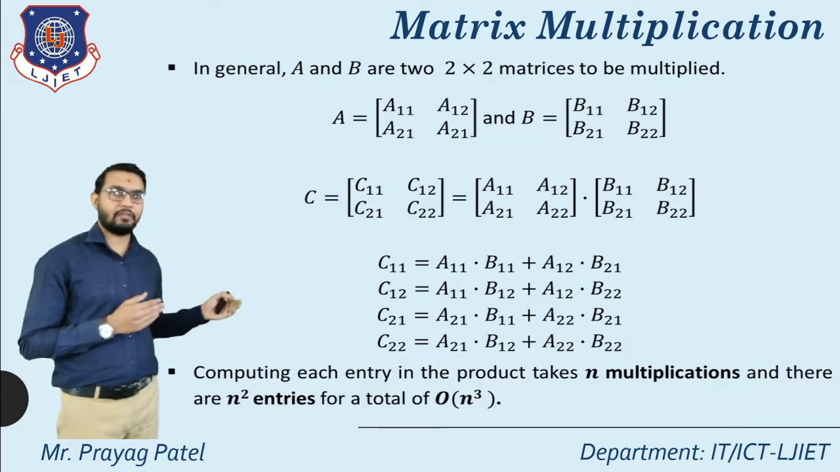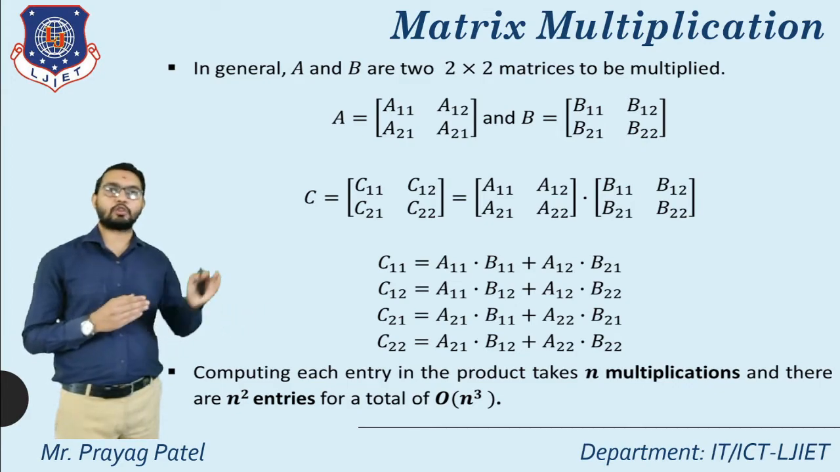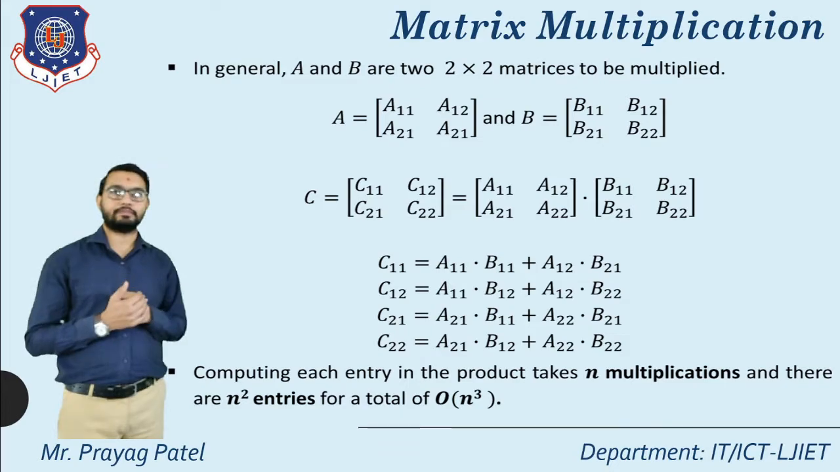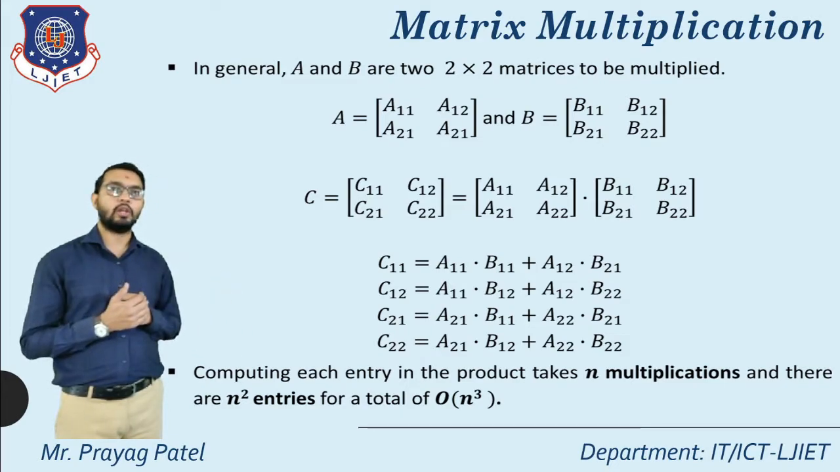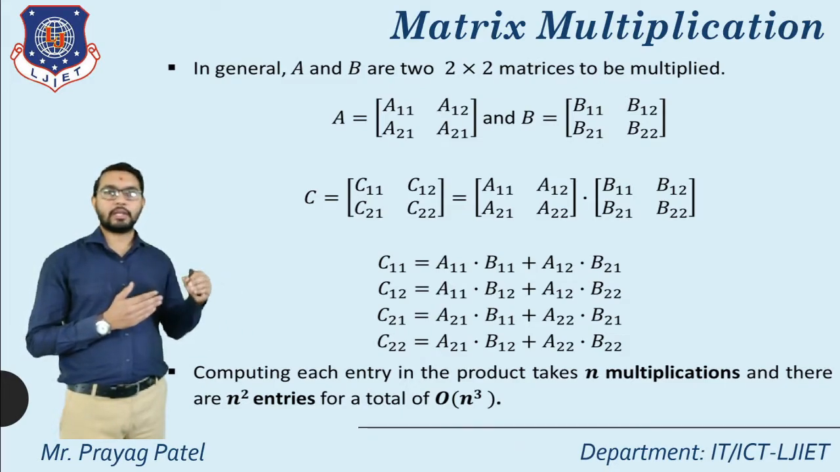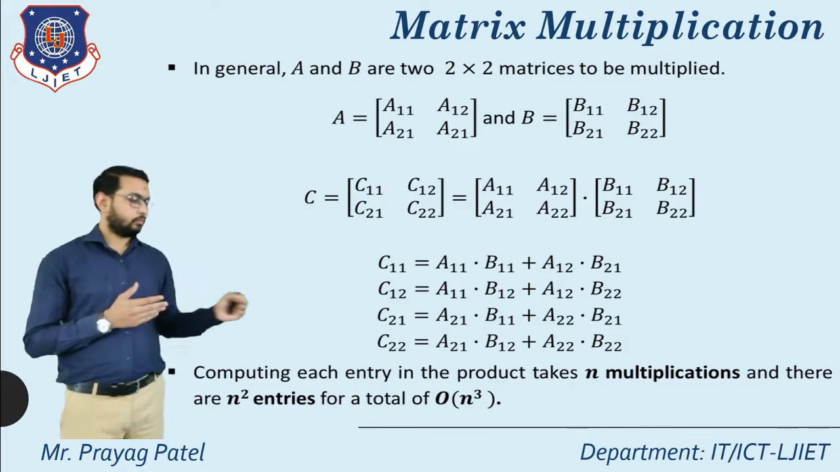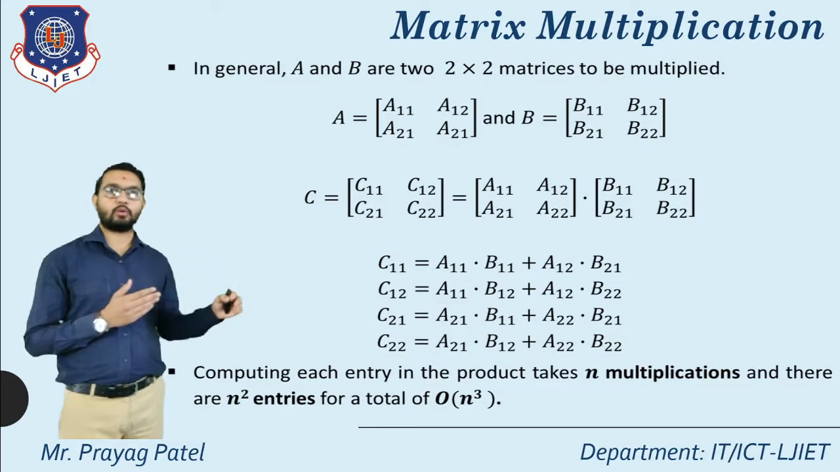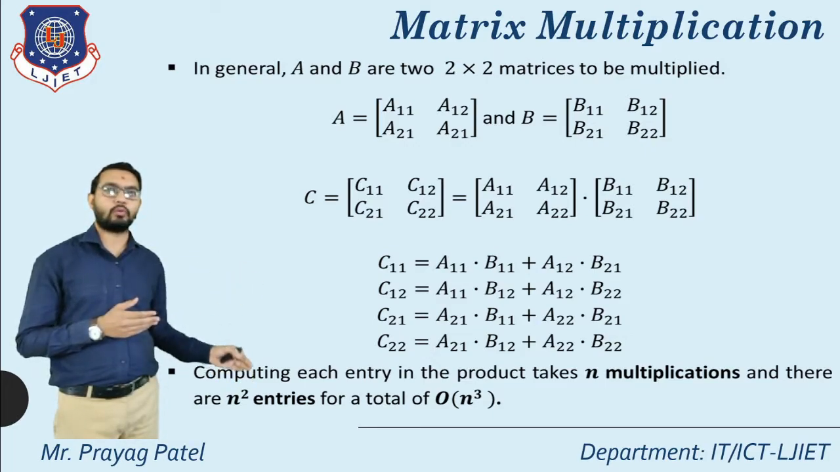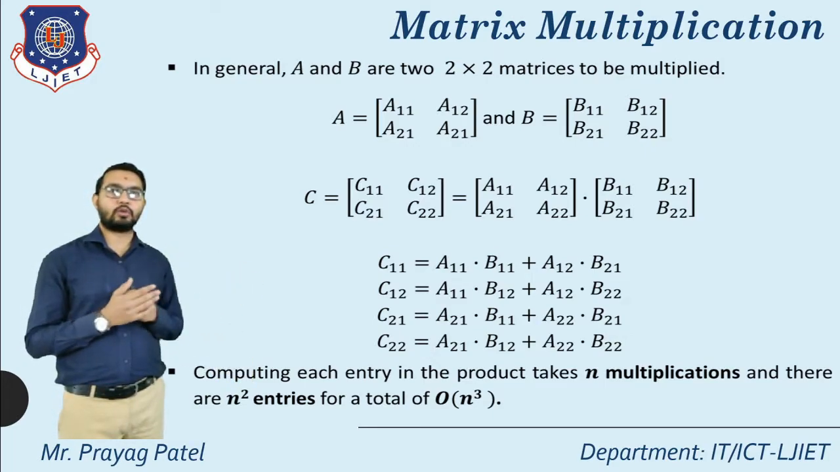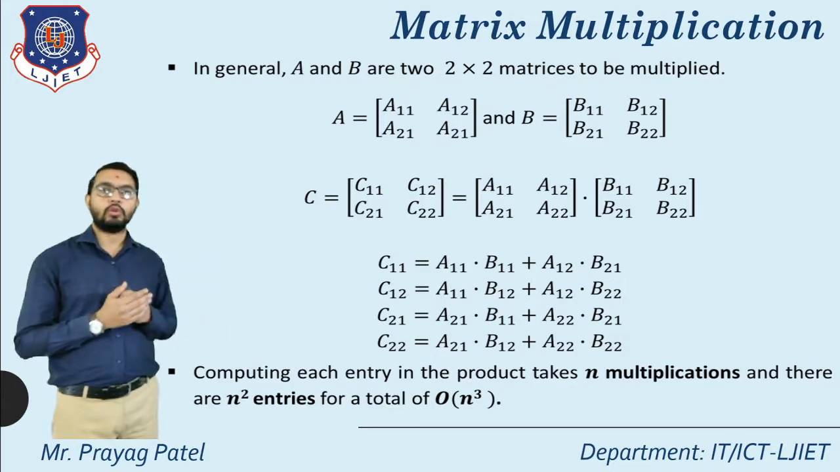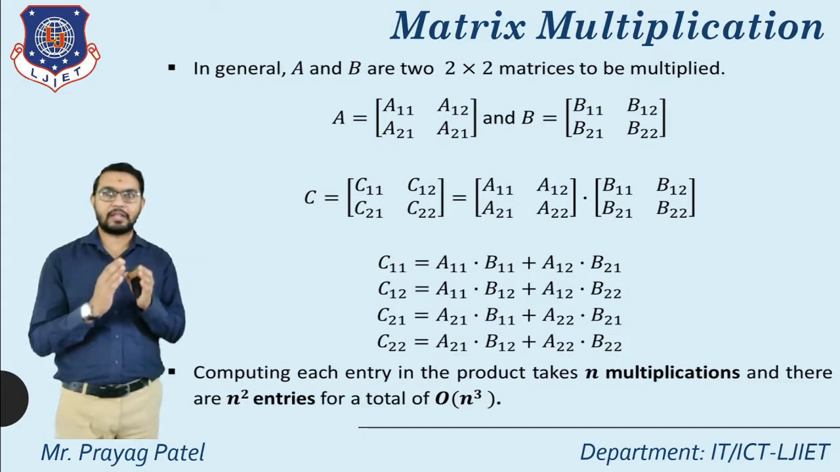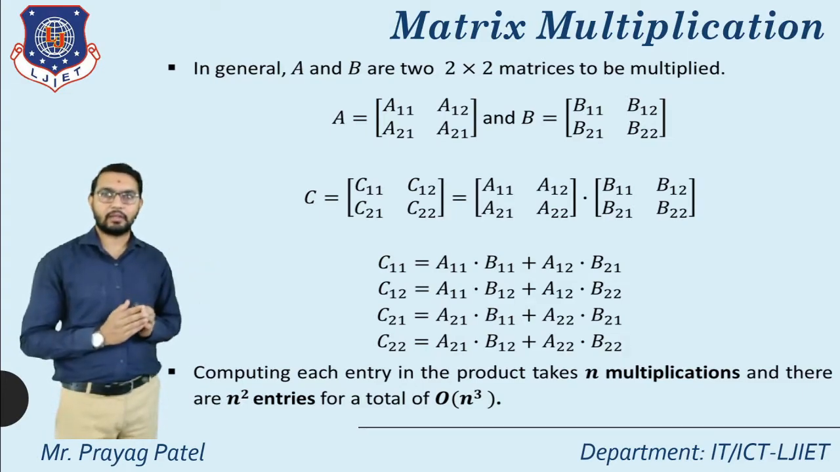So what is the value of C11? C11 means first row multiplied with first column. So A11 B11 plus A12 B21. C12 equals A11 B12 plus A12 B22. C21 equals A21 B11 plus A22 B21. And C22 equals A21 B12 plus A22 B22. So this is the simple formula to find the matrix multiplication result with the normal method.